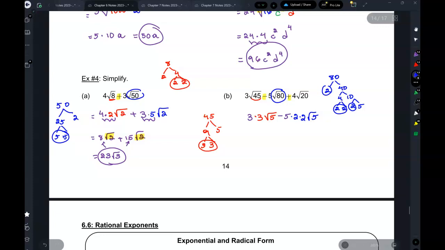Oh, I actually need to erase this. It got in the way. Sorry, 80. Okay, here, I can put it back here.